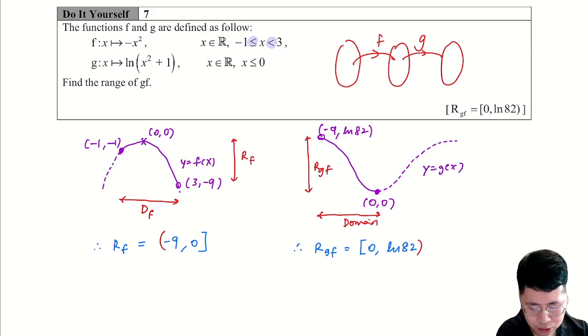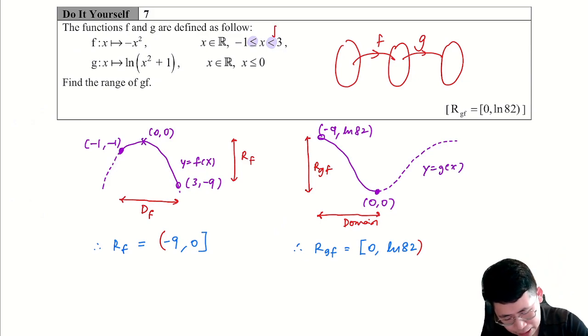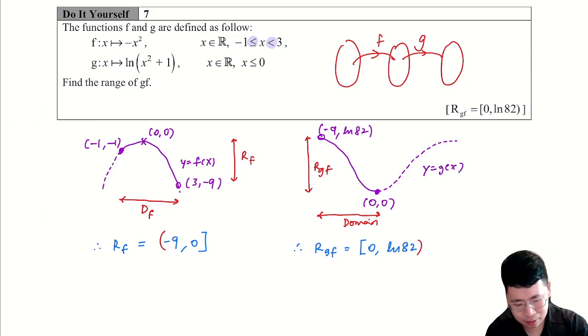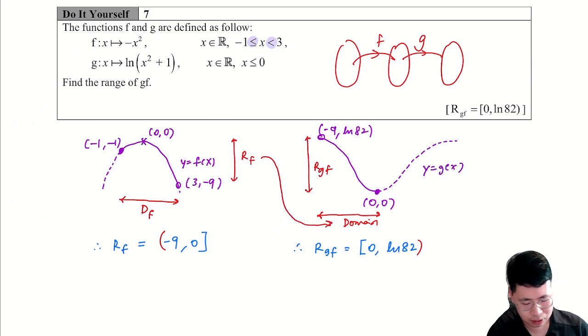So this is something for us to take note, because of this particular inequality over here, the domain. Something for us to double check. By sketching the two separate graphs and mapping, what we are doing is mapping this range to the domain of the function g. So by restricting the domain to Rf, we will get the range of gf.